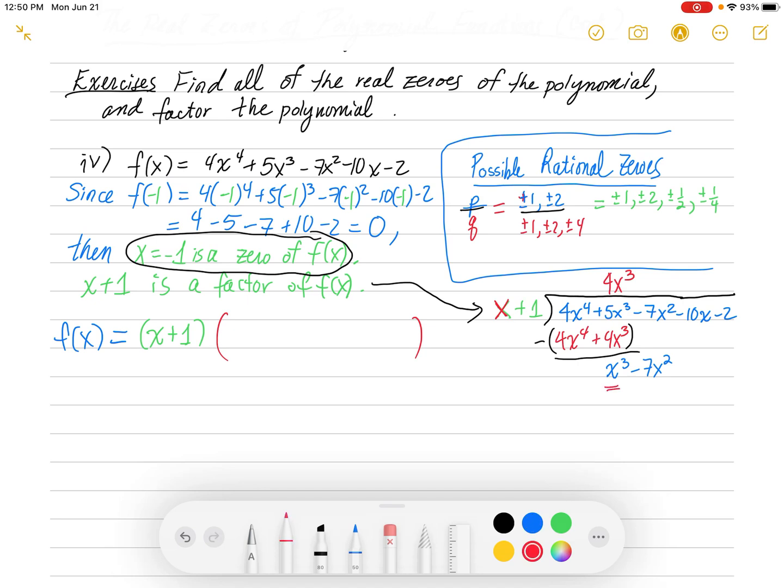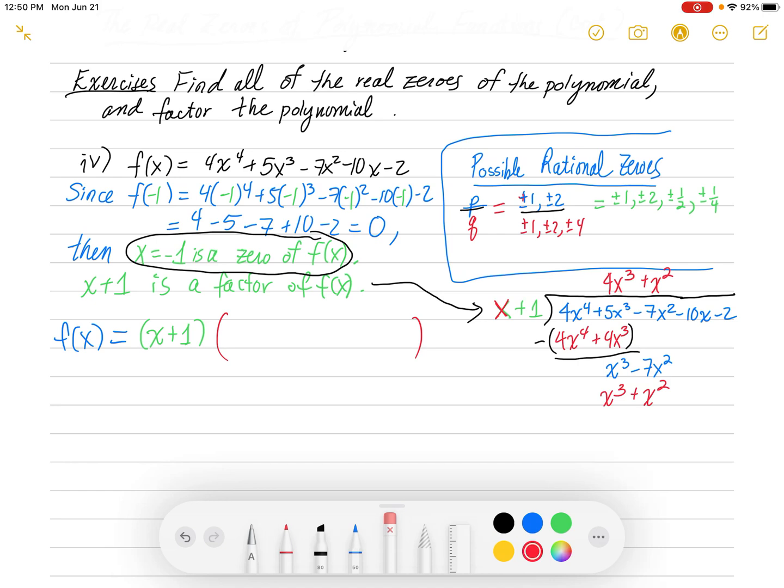Now I'm going to ask the question: what times that red x out in front gives me this x cubed right here? Well, I say x squared. So I'm going to put a positive x squared up above in the square column. Now I'm going to take that x squared and multiply by x to get x cubed. I'm going to take that same x squared and multiply it by my green 1 to get positive x squared.